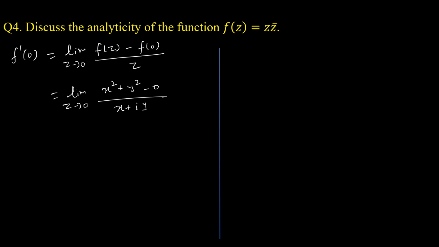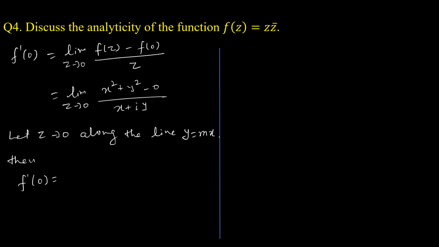So now we can consider here, let z tends to 0 along the line y is equals to mx. So in that case, what we can write, f dash 0, that will equal the limit z tends to 0 or y is equals to mx, that you are writing.